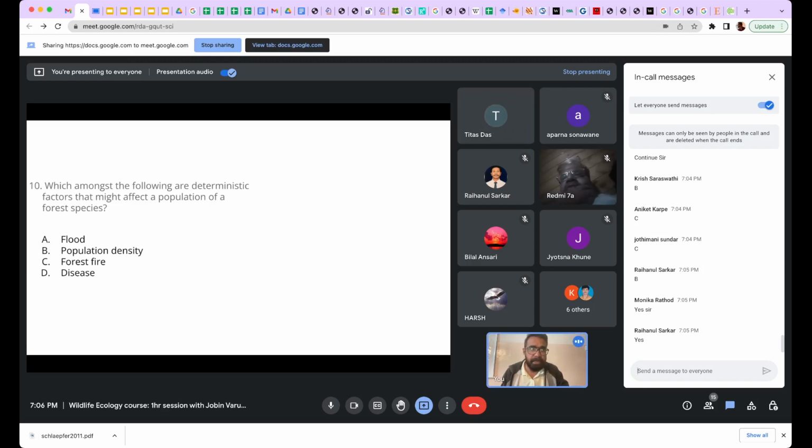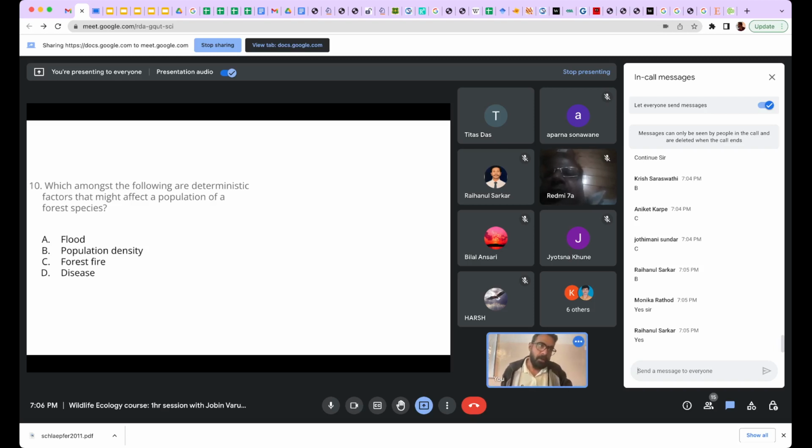It could be anything, but population density is one of the major deterministic factors. It could be birth rate. It could be growth rate. It could be death rate or something. Those are also deterministic factors. They're all depending on the population.